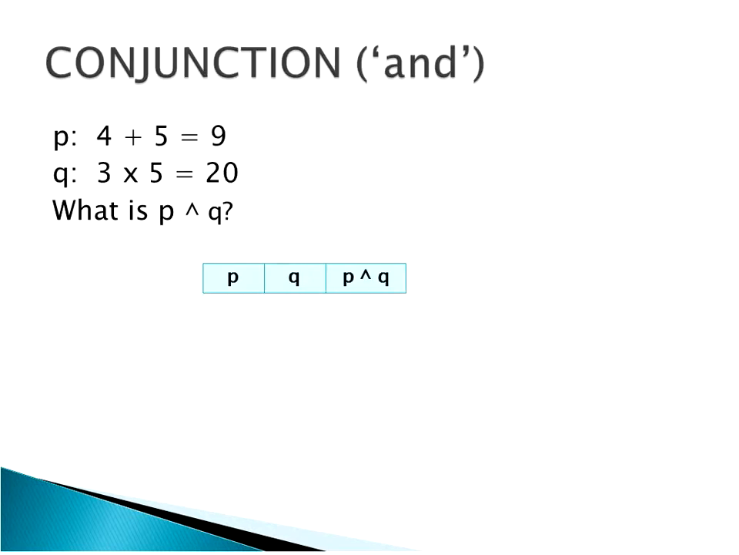Okay, next we have our conjunctions, which are our and statements. So this time I'm going to have two statements. I'm going to actually give you the statement. 4 plus 5 equals 9 is our P statement, and 3 times 5 equals 20 is our Q statement. So think about what truth values we're going to assign to those two statements.